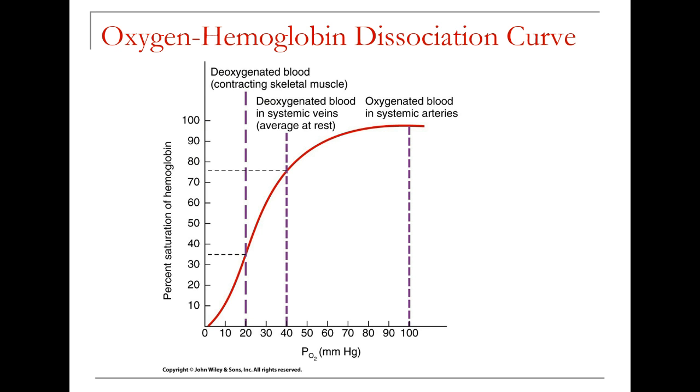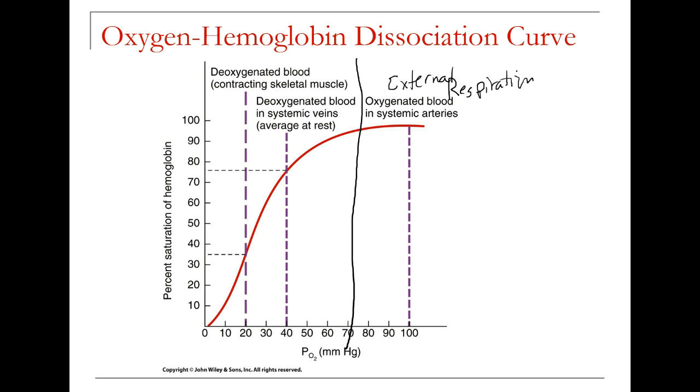All right, so let me just draw a wiggly line right down the middle of this graph. The area up here is typically the area that we see in external respiration. This is going to be around the alveoli, where you have a very high partial pressure of oxygen.